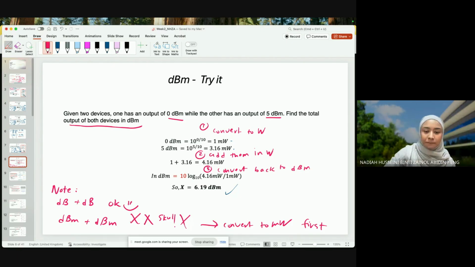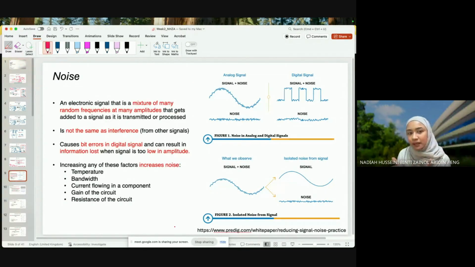Okay. Convert to milliwatt first. Okay, so dB and dBm are different. Okay, I hope everyone is clear. dB can be added together. dBm, convert to milliwatt, and then convert back to dBm. All right. So that was the end of gain and attenuation and dBm.